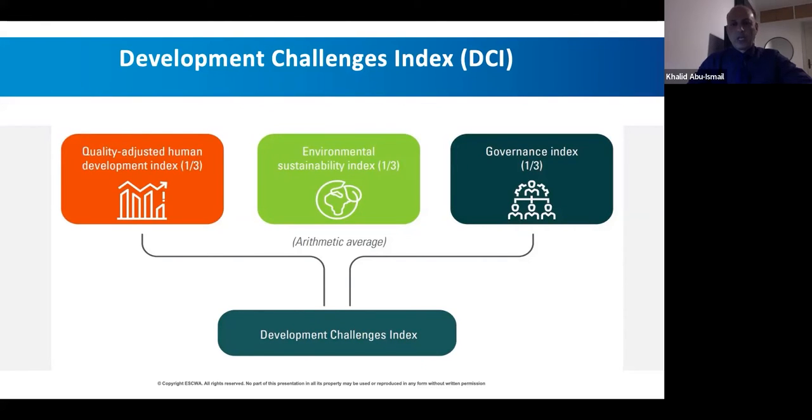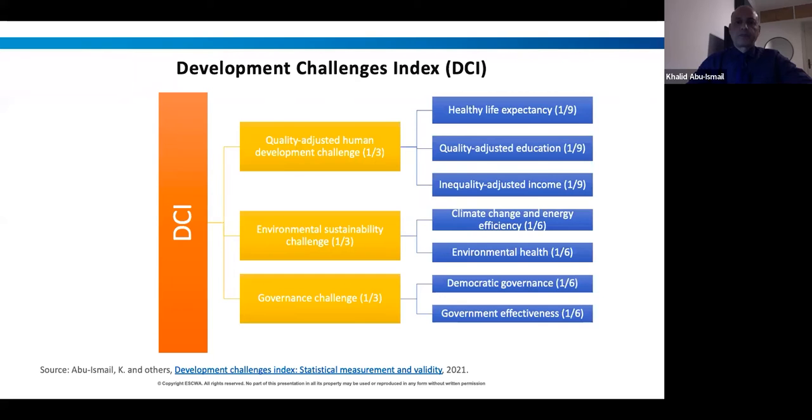Development Challenges Index is essentially made out of 3 components. One, which is the traditional Human Development Index, but adjusted for quality. So you've got the quality adjusted income, health, and education. Then we bring in an Environmental Sustainability Index, which has 2 components. It has a climate change and energy efficiency component, which is basically the health of the planet and our own health, and how healthy life expectancy is affected by factors such as pollution, access to water, sanitation, etc.